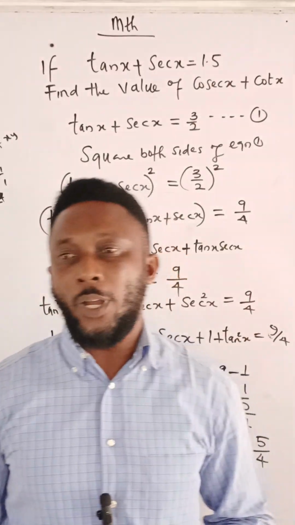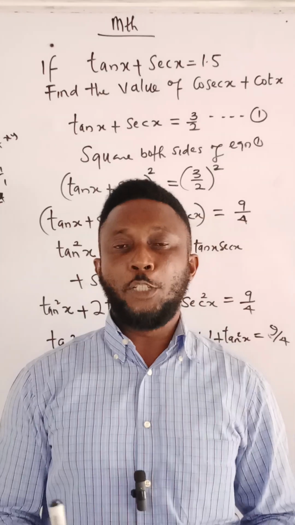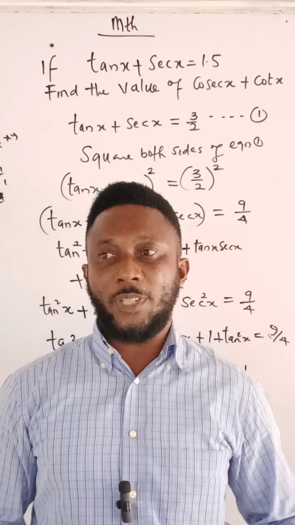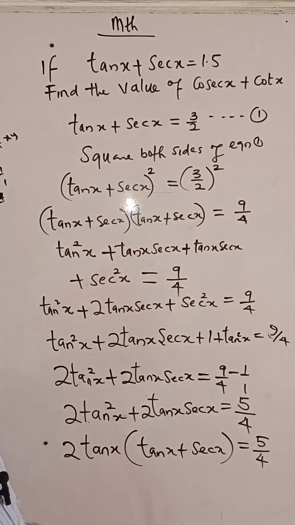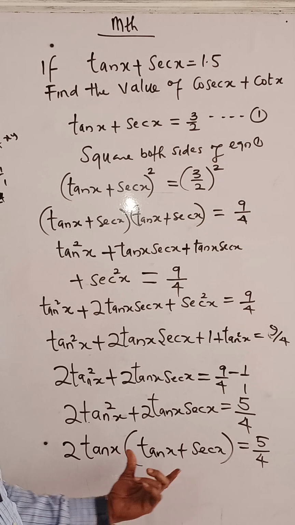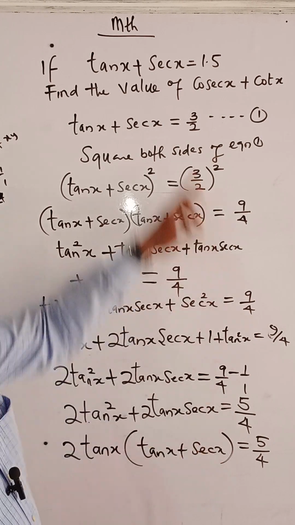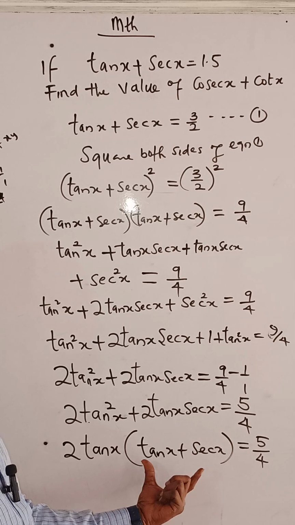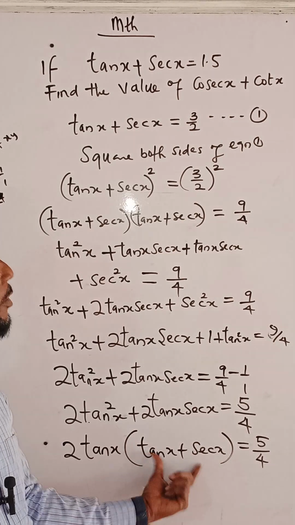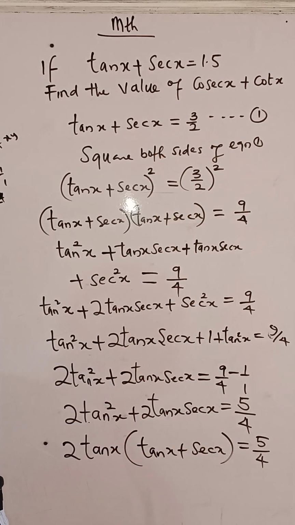This question came from a very strange place, and it took us some time to figure it out. Now, if you look at this critically, and look at equation number 1, that will be the solution to this problem. Tan x plus sec x is actually equal to 3 over 2, or 1.5. So in place of tan x plus sec x, we are going to input 3 over 2.